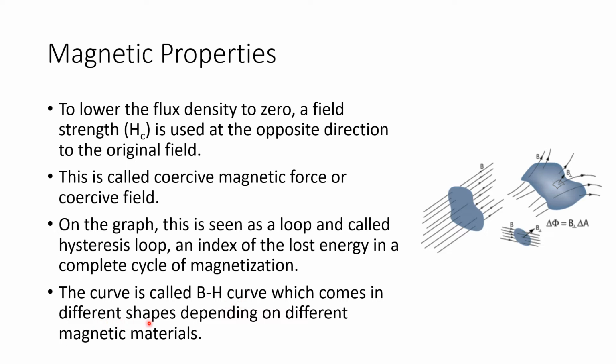And that comes in different shapes, okay? The loop is different shapes. And the shape depends on, again, the magnetic material, okay? What material is being subjected.